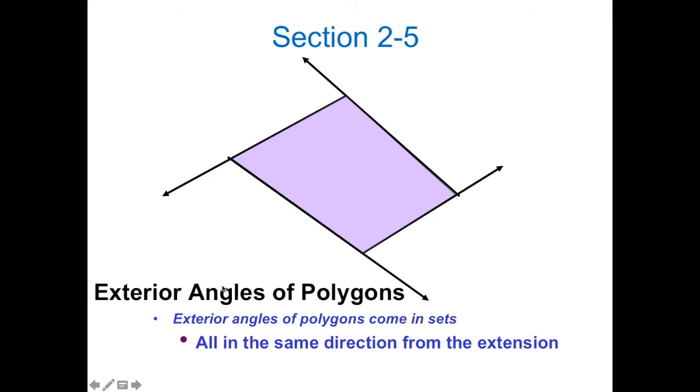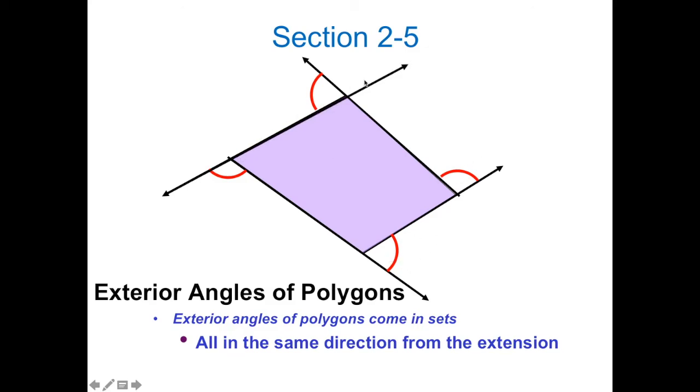Anyways, just to remind you, the exterior angles of polygons come in sets, and all are in the same direction from the extension, okay? Extend this way, move onward. Extend that way, move to the next side. Extend that way, extend that way. And you have 4. So when we're talking about this, 1, 2, 3, 4, that sums to 360. Obtuse, acute, right? It kind of makes sense they extend to 130.